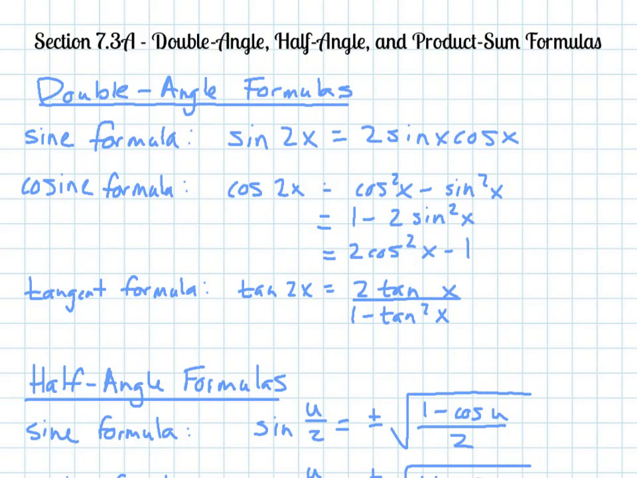You could put in both, but that would be something to keep in mind moving forward with your proving identities. And once we get into the next sections, section 7.4 and 7.5, that'll be a handy piece of information to remember. The tangent formula is 2 tangent of x over 1 minus tangent squared.